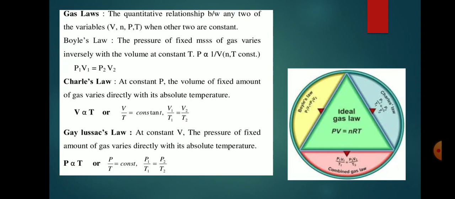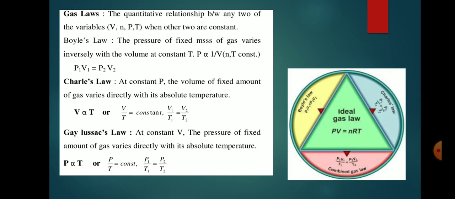Gay-Lussac's law. At constant volume, the pressure of fixed amount of gas varies directly with its absolute temperature, that is, P is directly proportional to T, or P by T is equal to constant. P1 by T1 is equal to P2 by T2.